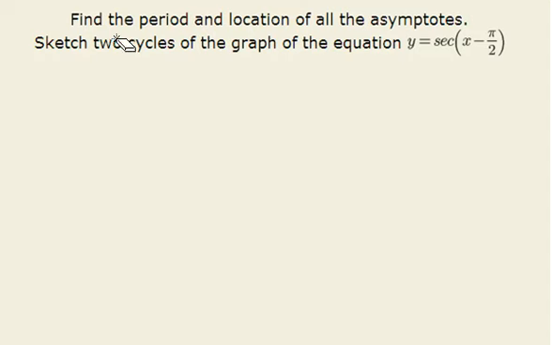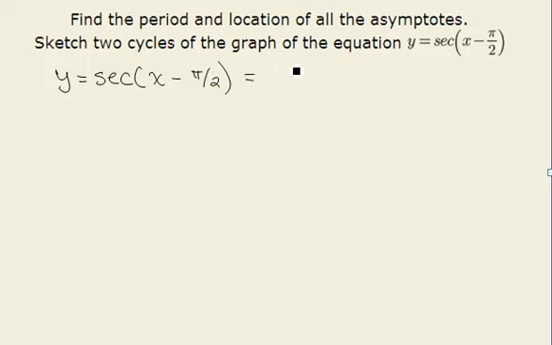In this problem, we're asked to find the period and the location of all the asymptotes and sketch 2 cycles of the graph of y equal to the secant of x minus pi over 2. In order to do this, we will look at its reciprocal, which is cosine.